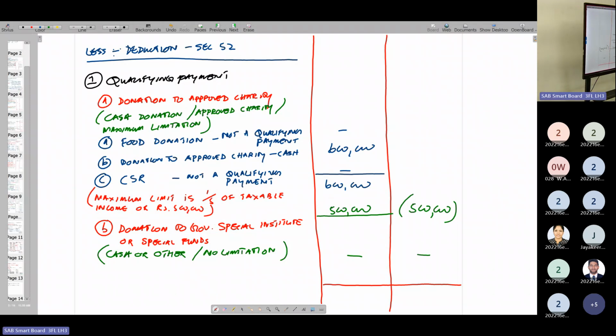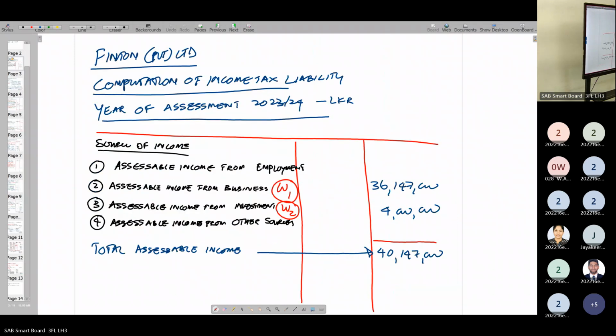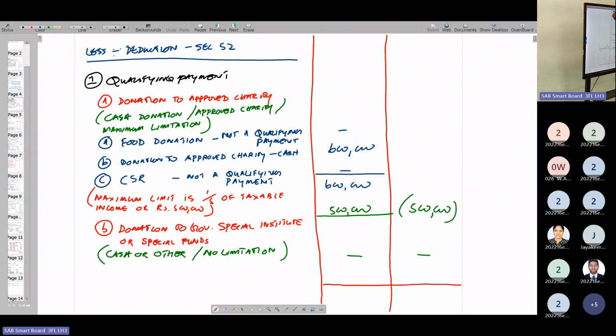What is the total taxable income? 4147. That 4147 is correct, right? Taxable income. So okay. So then taxable income.